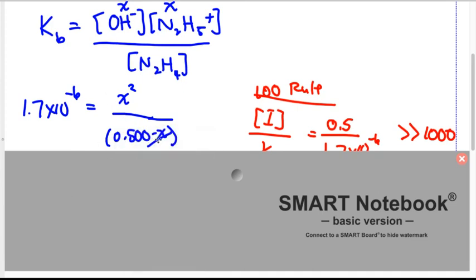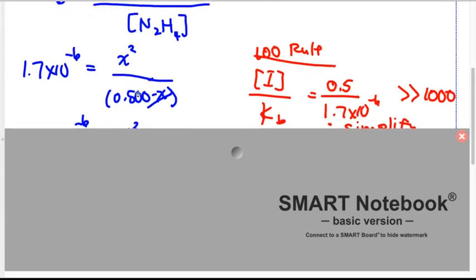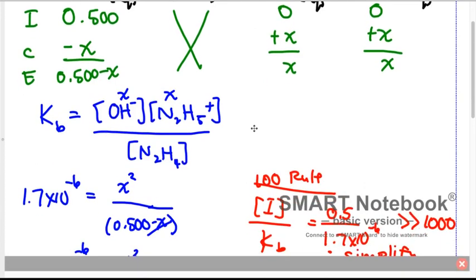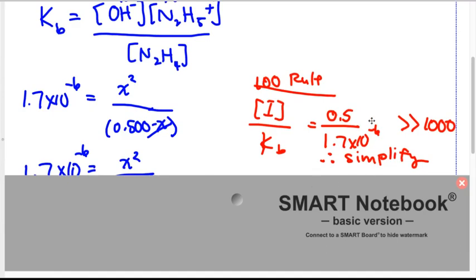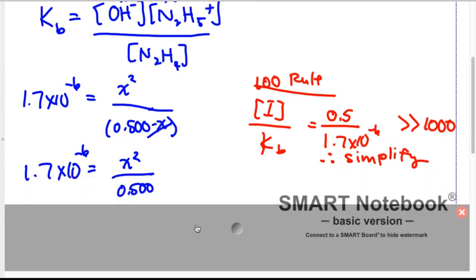We can simplify the lower term by using that 100 rule. You can also find it using quadratic formula. We want to simplify the hydrazine concentration. So we're going to compare the hydrazine initial concentration, which can be found in your ICE table, and divide it by the K value. We get the answer of about 200,000. So that's going to be greater than 1,000. Therefore, we can simplify it by taking out that X variable there in that term. So your expression becomes this right over here.